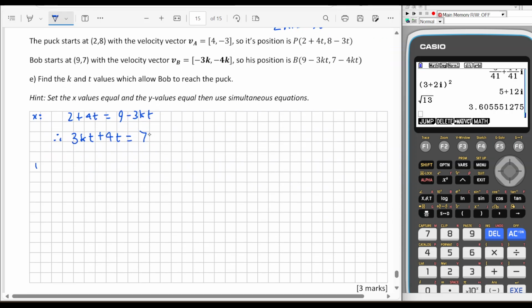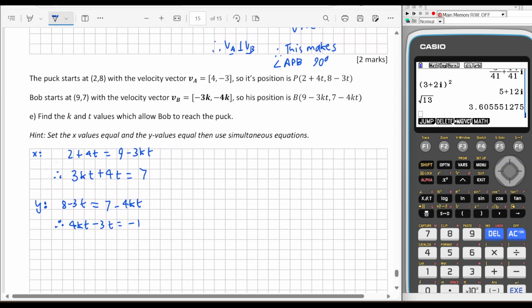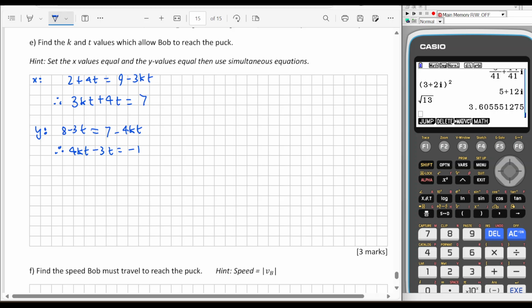From the Y values, I've got 8 take 3t, so that's that bit up the top, should equal 7 take 4kt. Therefore, we can move the 4kt across. 4kt take 3t equals 7 take 8. So I think that's minus 1 when you work that out. Just make sure we got all that right. Yeah, looks good.